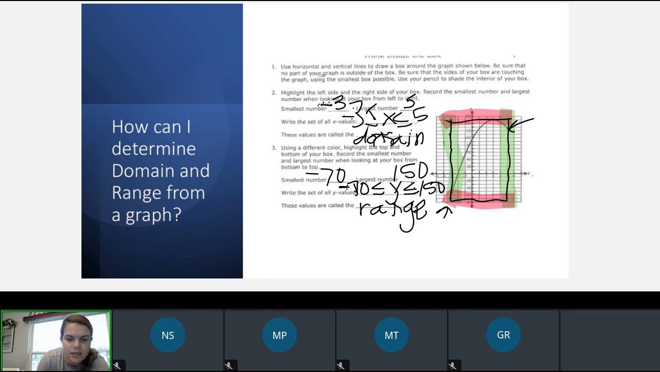Some of you may not need to draw the box and highlight, but for some of you it may be really helpful. Okay, so I just wanted to show you that method in case that is helpful to you and you can't see it on your own. So the quadratics can be tricky because the endpoints are not always the highest and the lowest points.